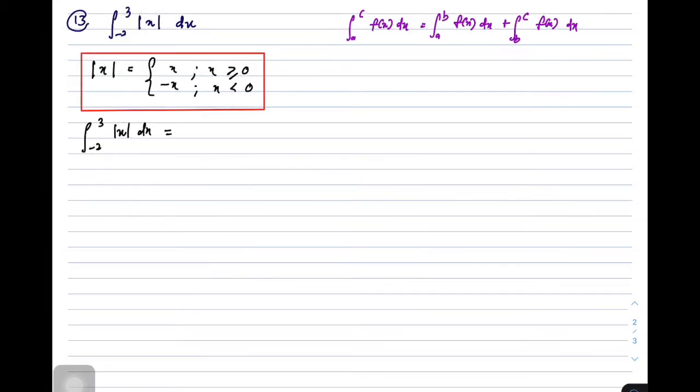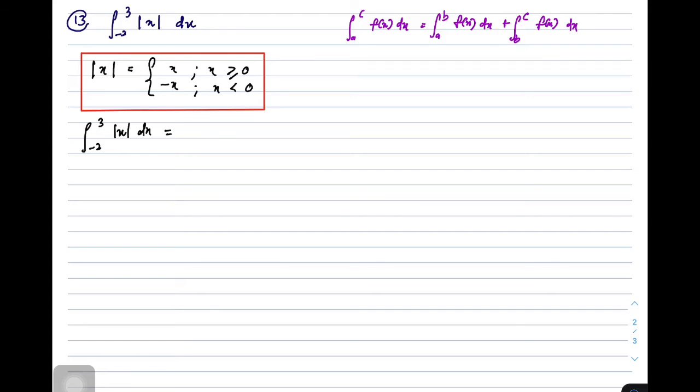Look at question 13. So how to solve this question? For this question, we need to apply this property. When we integrate f with the limit of a until c, it is equivalent to the limit of a until b plus b until c. We have here from negative 2 until 3 the modulus of x. So we need to remove that modulus sign by using this property. When the value of x is a positive number or 0, it is equivalent to x. When the value of x is negative, it is equivalent to negative x.